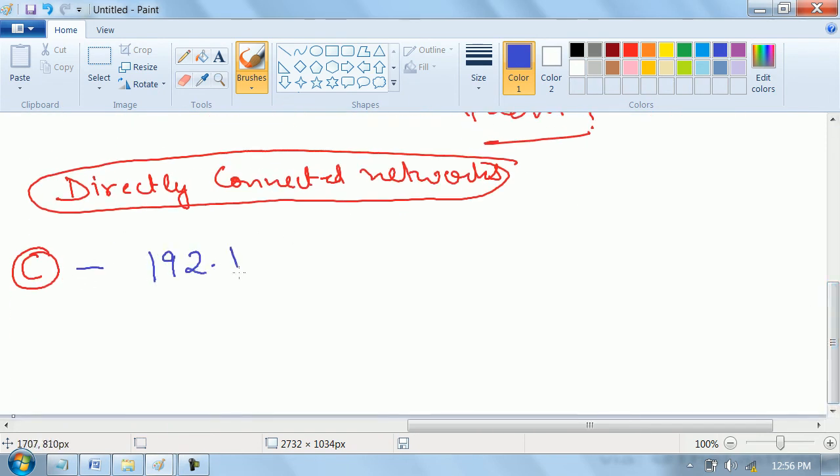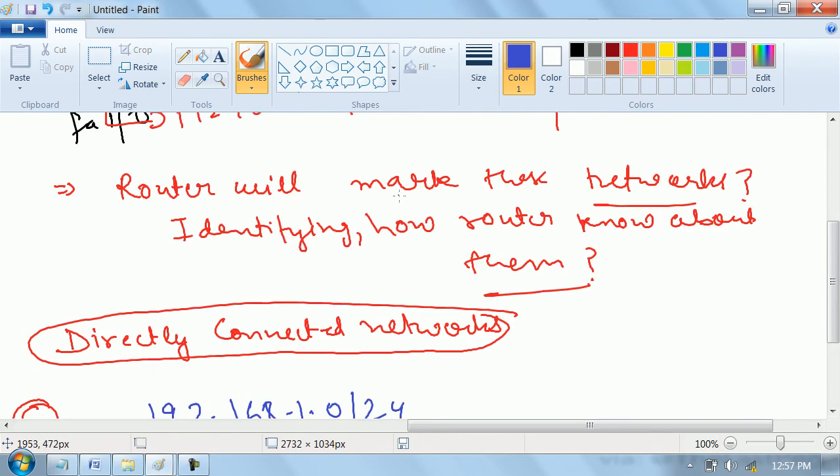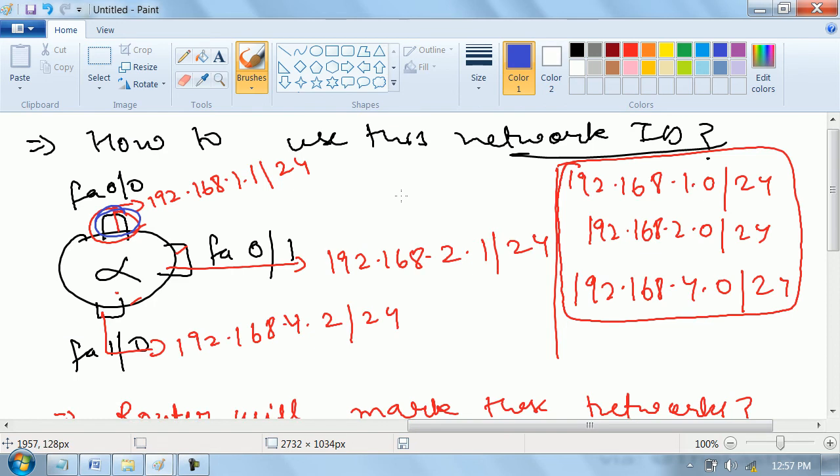First network is, second is, third is. Next thing, the router will mark. See, now I will take an example. Again, I will go back to the diagram. Now, the router has a database. Fine, any problem? Till this point, any issue?